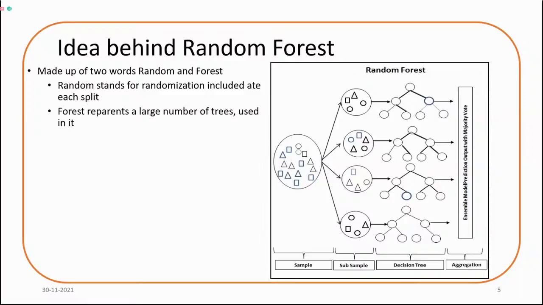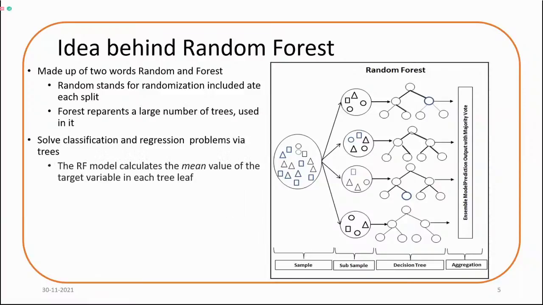So I am assuming that all our audience is familiar with the tree technique. Decision trees, by tree I mean decision trees. So a large number of decision trees are created in the random forest. That is why the word forest comes out, because forest means a lot of trees. Random forest solves both classification and regression problems.